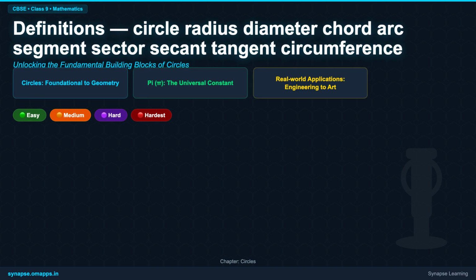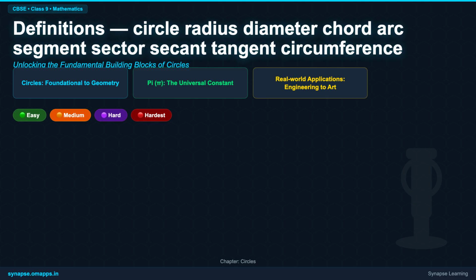Welcome, Class 9 budding mathematicians. Today, we embark on an exciting journey into the world of circles. We'll uncover the fundamental definitions and fascinating parts that make up these perfect shapes. From the very basic concept of a circle to its intricate components like radius, diameter, chords, arcs, segments, sectors, secants, and tangents, we'll explore it all.